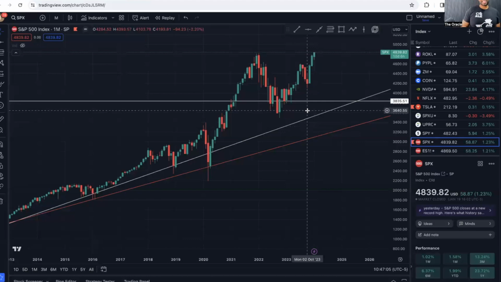Before we do that, because that's going to call for us to go down to a lower time frame. Right now, we're on the easiest time frame.